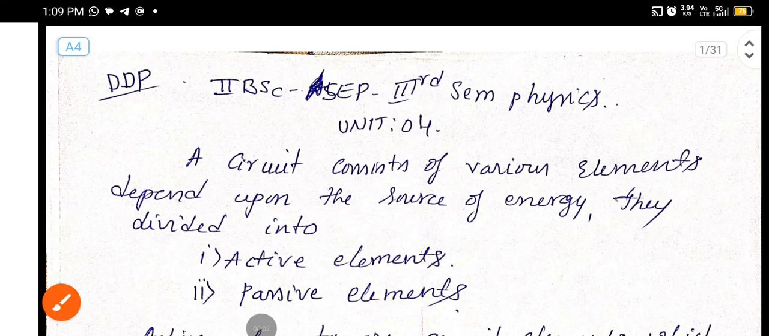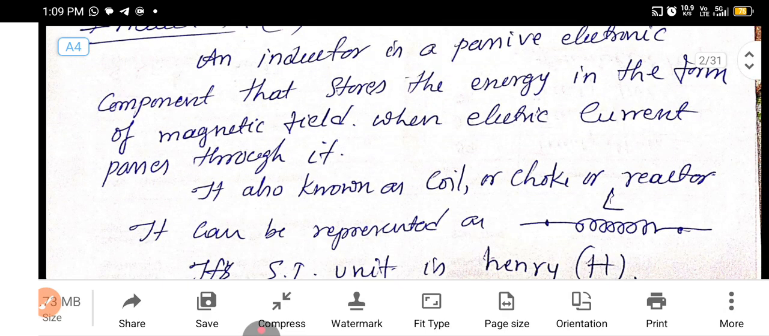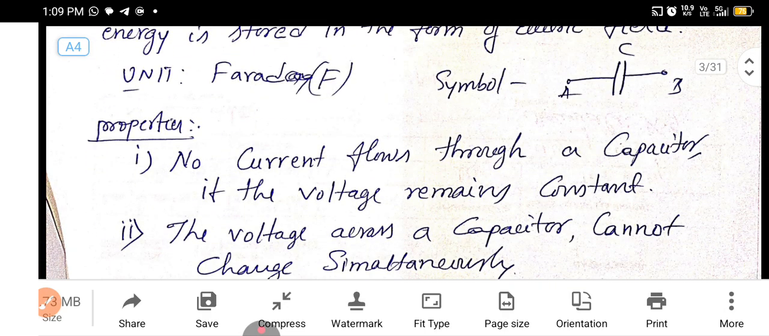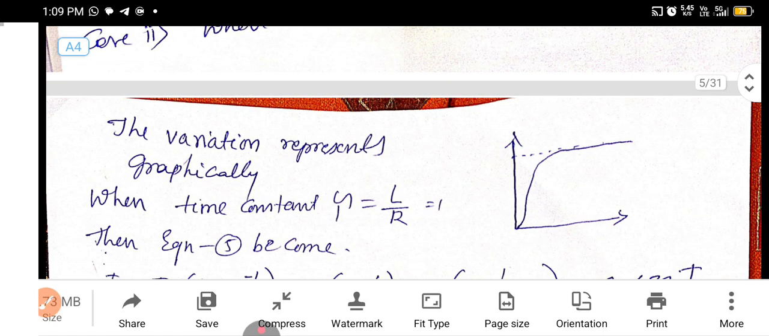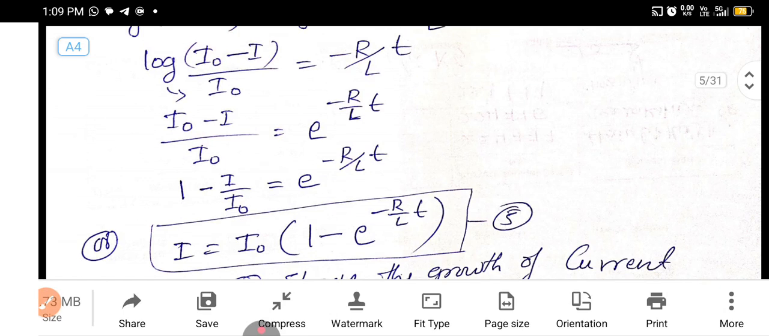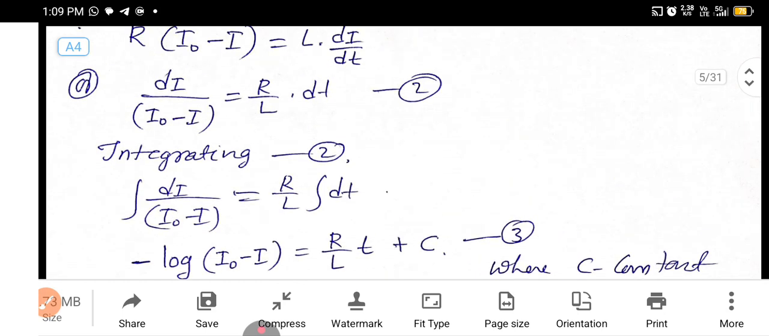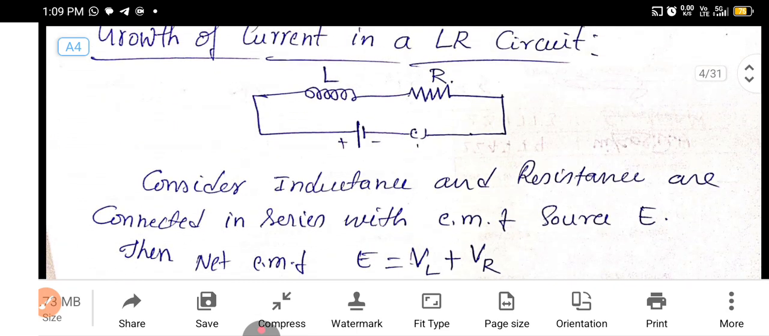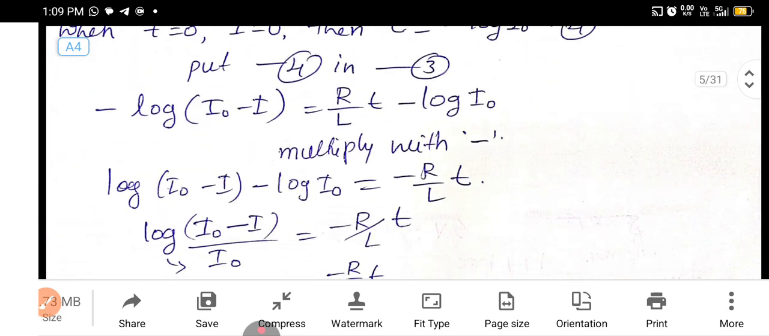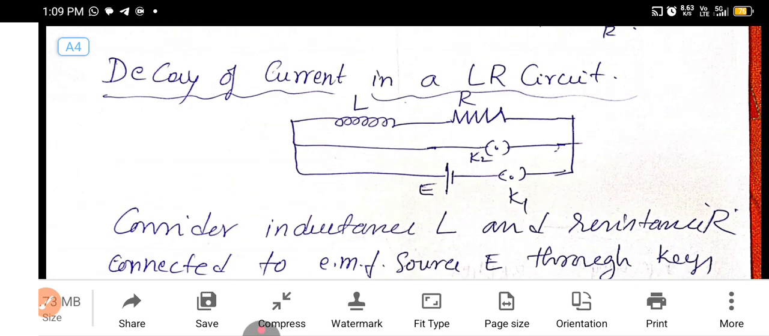Hi students. Today let's discuss the derivation of the decay of current in an LR circuit. This is the syllabus of SCP physics, third chapter, physics third semester of the second year. So let's derive the decay current of an LR circuit.